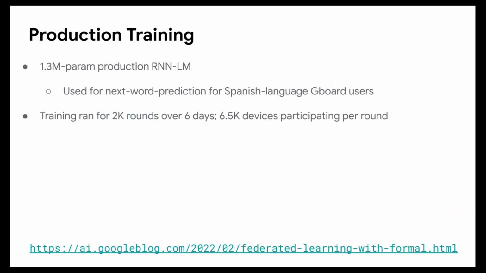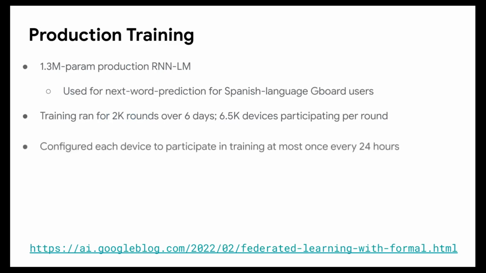Okay, now let's look at what exactly we did in practice. Here we train an RNN language model for next word prediction for the Spanish language model in Gboard. The model has 1.3 million parameters, and we train for about 2,000 rounds over 6 days. Each round, 6,500 devices participate.